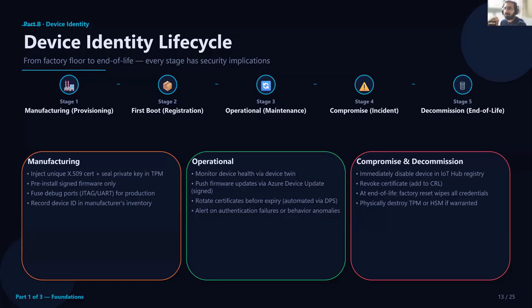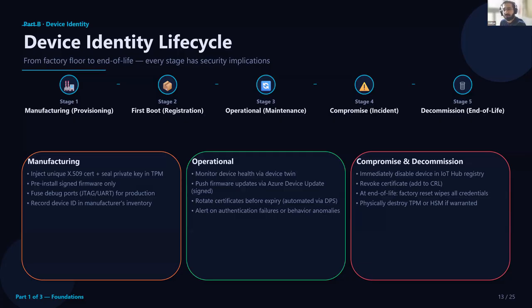Then what is operational maintenance? This is the longest phase, potentially years. Certificate rotations, firmware updates, patching, and whenever suspicious behavior is happening, it must trigger alerts. And then the compromise incident.